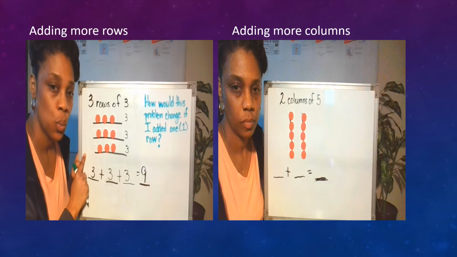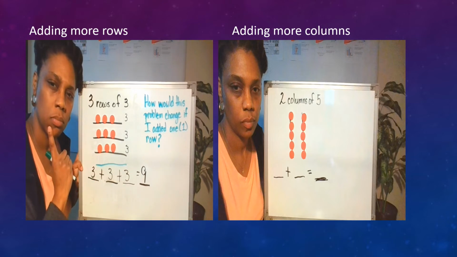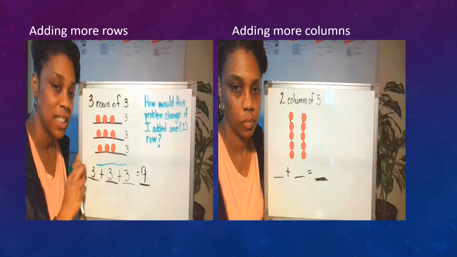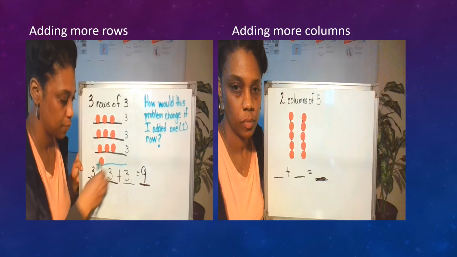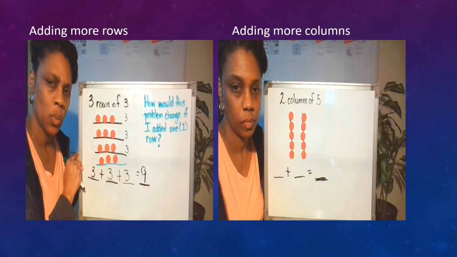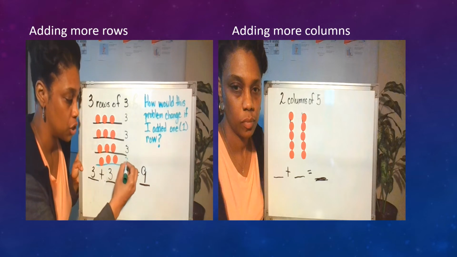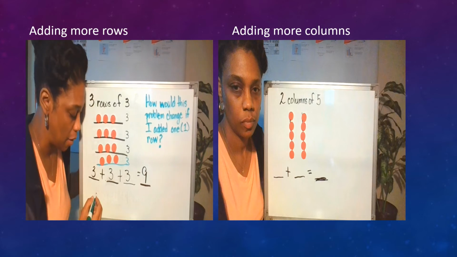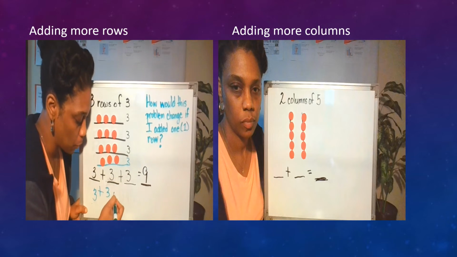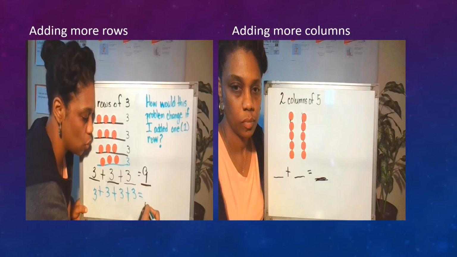So I'm going to add a row to what I already have. Let's see what happens. If I add a row, am I going to have to add some chips? Of course. So I added a row. Now I need to add 3 chips. 1, 2, 3. Does that change the way that I would write this as an addition problem? It sure is. Because on my 4th row, I have 3 chips. So this would now be 3 plus 3 plus 3 plus 3 equals.